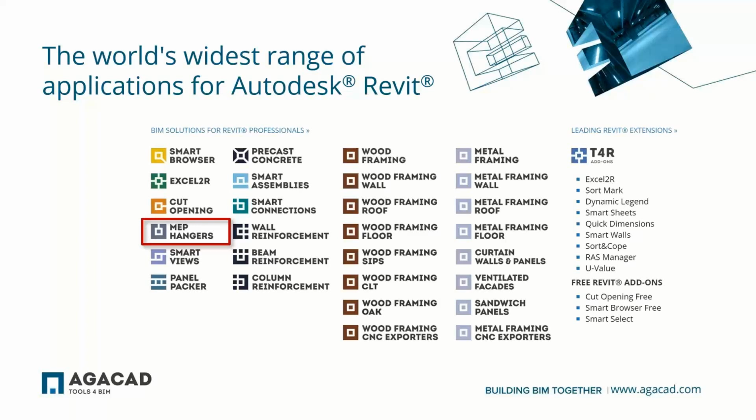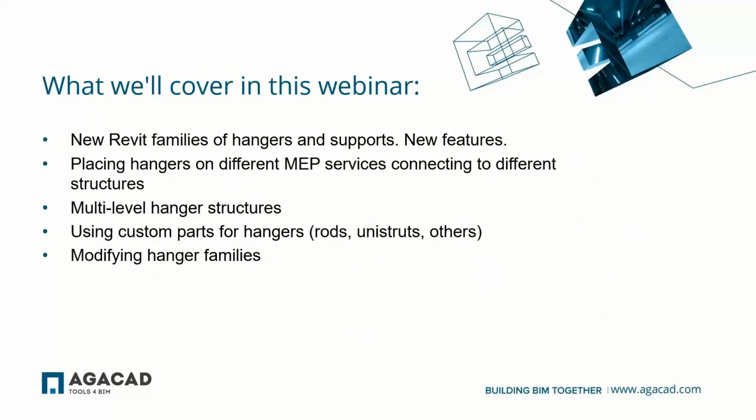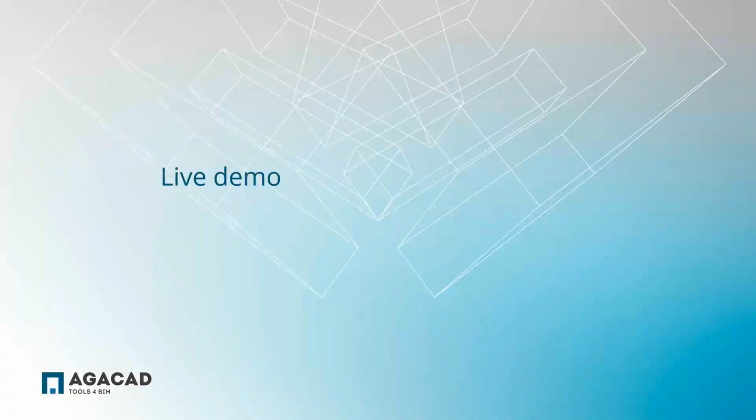In this presentation, I will talk about our MEP hangers tool, which makes it easy to place hangers and supports in Revit. In the next 20 minutes, I will be covering the new library of Revit families of hangers and supports. I will highlight the features that these families bring. You will see how our software places hangers on different MEP services and connects to different structures: walls, floors, roofs, or other hangers. Lastly, you will learn how to create custom parts for hangers and modify hanger families. And we can jump into the live demo now.